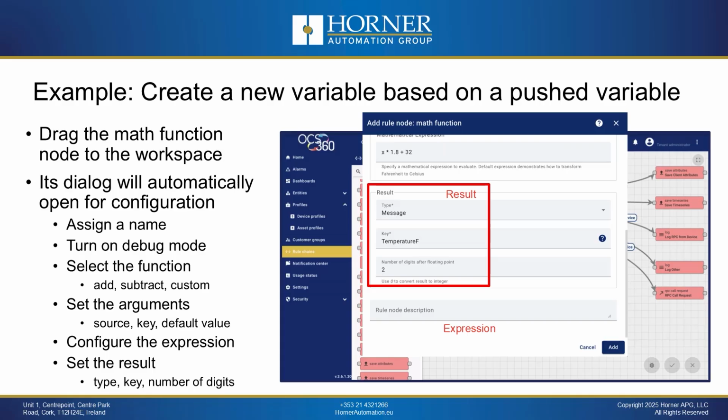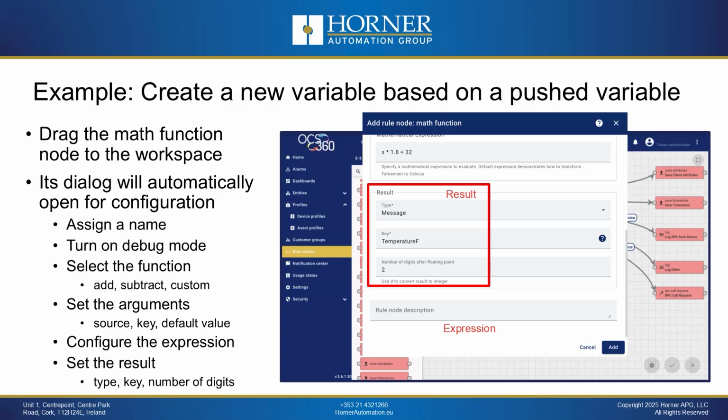The last couple of things we have to configure in the math function node is the results. What is the result? Now the type is just a message and the key is the name of the new variable that we are creating. The original variable that we use as our basis was called temperature. We have decided to name the resultant new variable that we have created temperature F, and then we need to specify how many digits after the floating point we want this value to be limited to. You can also fill in a description at the bottom if you would like.